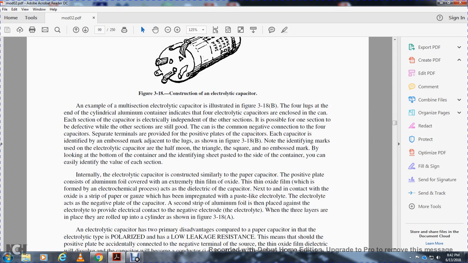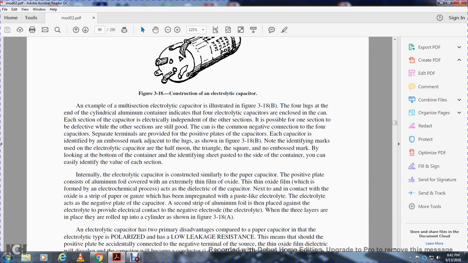An example of a multiple section electrolytic capacitor is illustrated in figure 318B, with four lugs at the end of the cylindrical aluminum container. This indicates that four electrolytic capacitors are enclosed within one can, each section of the capacitor independent of the other sections. If one section fails, the other sections will still be good.